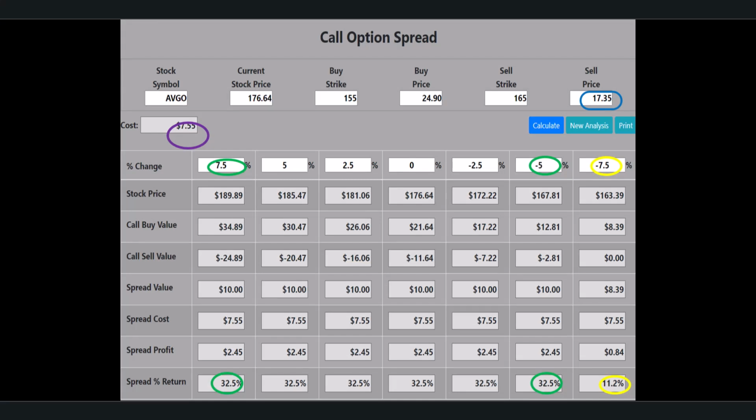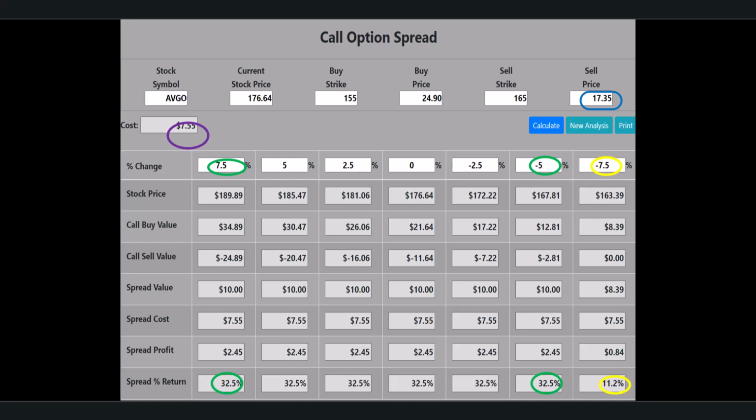The call option spread analysis calculator picture shows the spread will make a 32.5% or $245 profit if the AVGO stock price declines by 5%, remains flat, or increases in price when the options expire. If AVGO is down 7.5% at expiration, the trade will make 11.2% or $84.